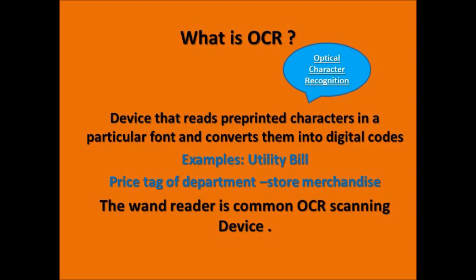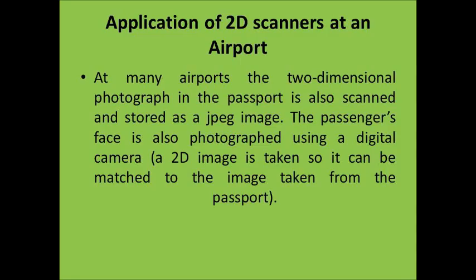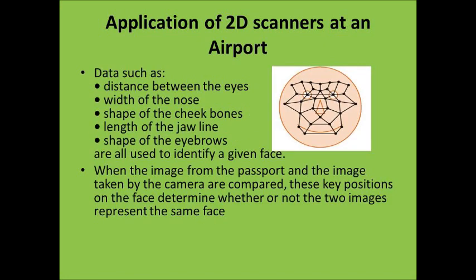Now let's study what actually OCR is. OCR's full form is optical character recognition. Optical character recognition is a device that reads pre-printed characters in a particular font and converts them into digital codes. Example: utility bill, price tag, department store merchandise. The wand reader is a common OCR scanning device. At many airports, the two-dimensional photograph in the passport is also scanned and stored as a JPEG image.